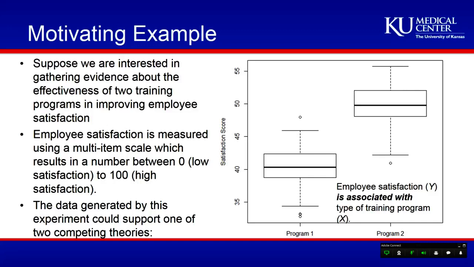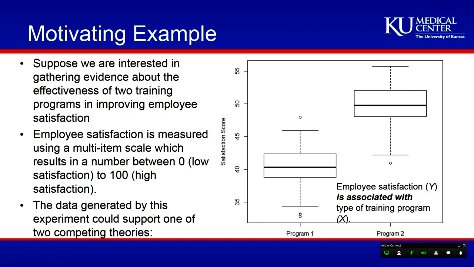The data that we get from this study could support, again, one of our two competing theories. The first theory is that employee satisfaction is associated with the type of training program they're receiving. Notice employee satisfaction is continuous. It's a satisfaction score that's continuous. It's our outcome, our dependent variable, and X, our categorical independent variable, is displayed across the bottom. It's program 1 or program 2.